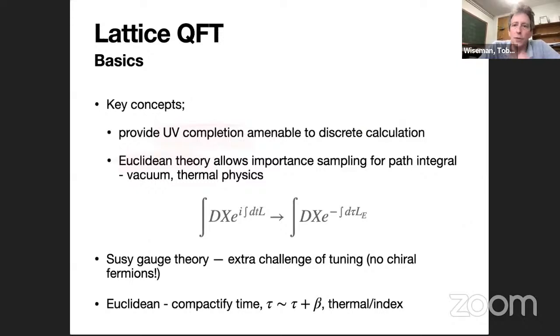So the key concepts here are that at low energies, low temperatures, the gauge theory is strongly coupled. We have to put it on a lattice. The lattice allows us a way to calculate at finite temperature rather conveniently. So one goes to Euclidean time here. And Euclidean time, we wrap up into a circle of period beta, and beta becomes the inverse temperature. And so what we want to do is simulate this Euclidean theory on the lattice with this periodic time. And we use Monte Carlo importance sampling techniques to do that, as is standard.